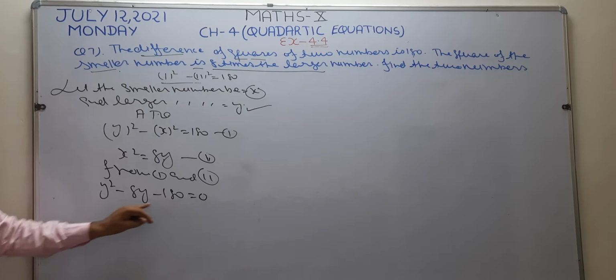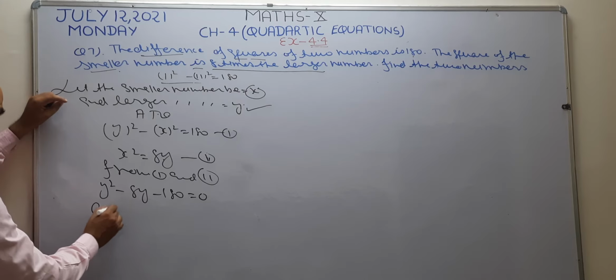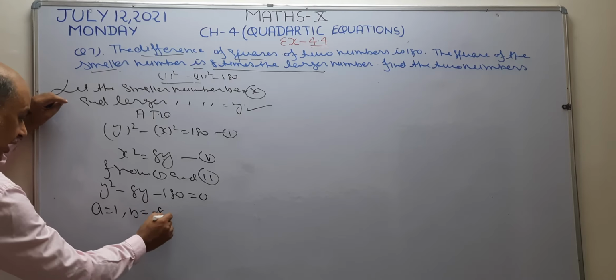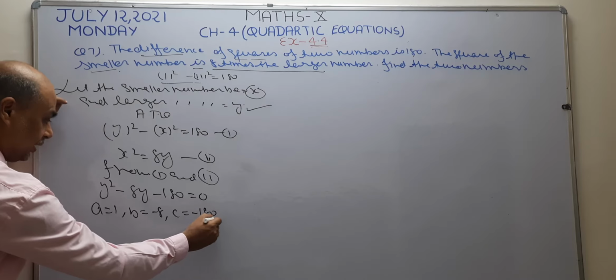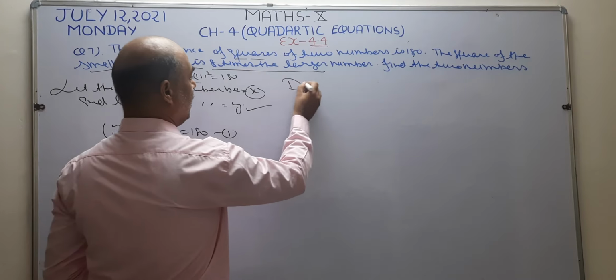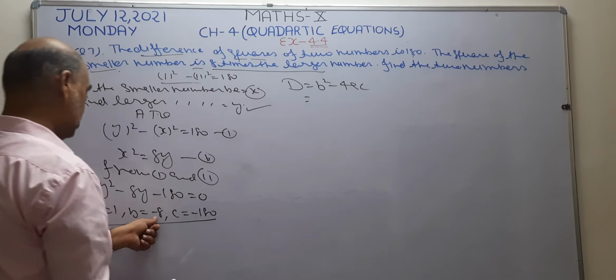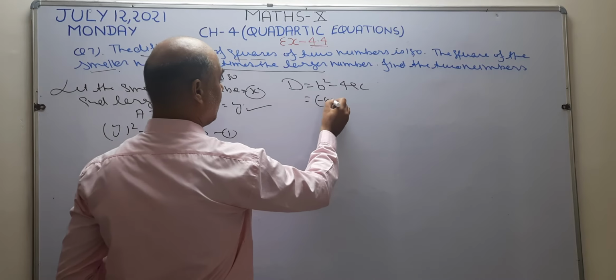Now I want to solve this quadratic equation by using the quadratic formula. So what is a? 1. What is b? Minus 8. What is c? Minus 180. Now I want to find the value of D. The formula for finding the value of D is b squared minus 4ac. What is b? b is minus 8. I write here minus 8.